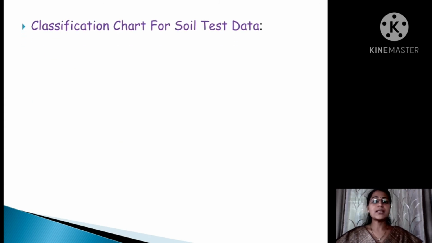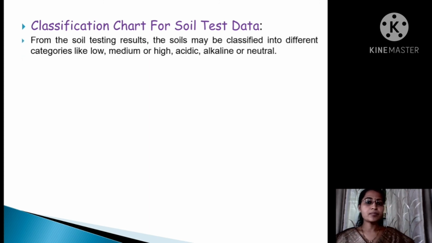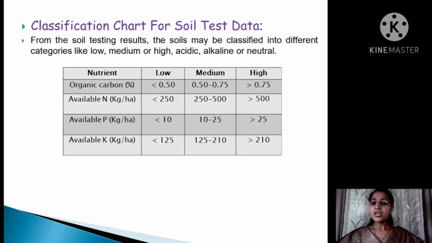Then we go towards the classification chart for soil test data. From the soil testing results, the soils may be classified into different categories like low, medium or high, as well as acidic, alkaline or neutral. See the chart where nutrients and the low, medium and high categories of soils are given.